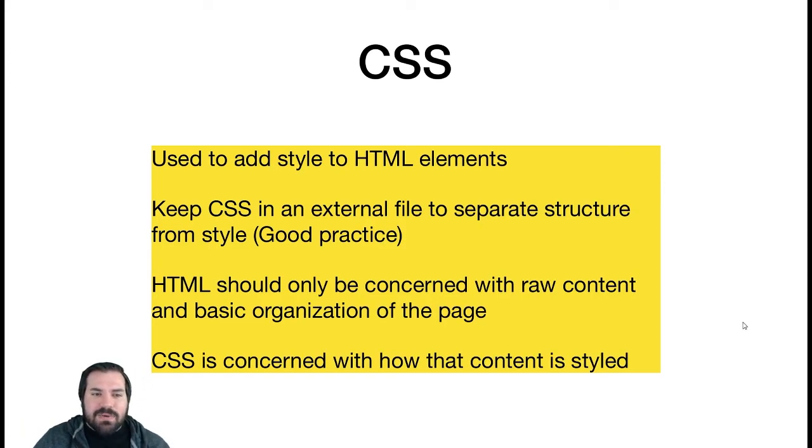So with CSS, we're adding style to our HTML pages. It is possible, though I won't even show it, to add style in our HTML directly using the style attribute. It does the same thing that we do with CSS, but it's good practice to separate the style from the structure of our web pages. So HTML is just the structure and the content, any content that we want displayed on the page. And then we use CSS to actually style it and make it pretty.